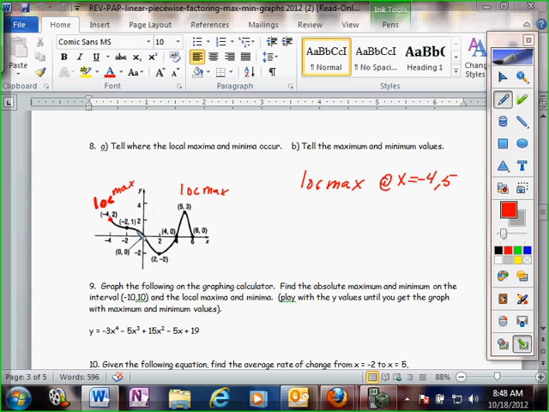What about the minima? I don't have one yet. Oh, there's one. I have a local minimum at x equals 2. Have another one right here. Local minimum at x equals 6.